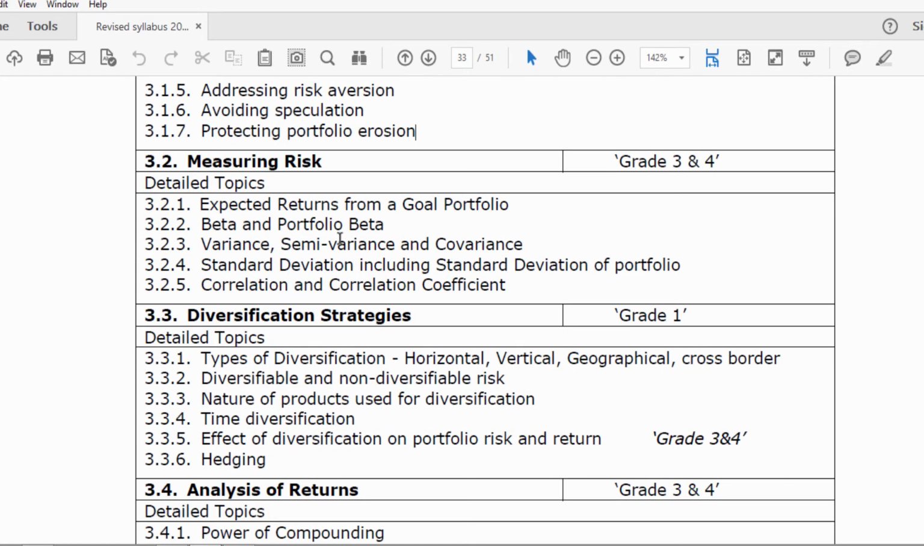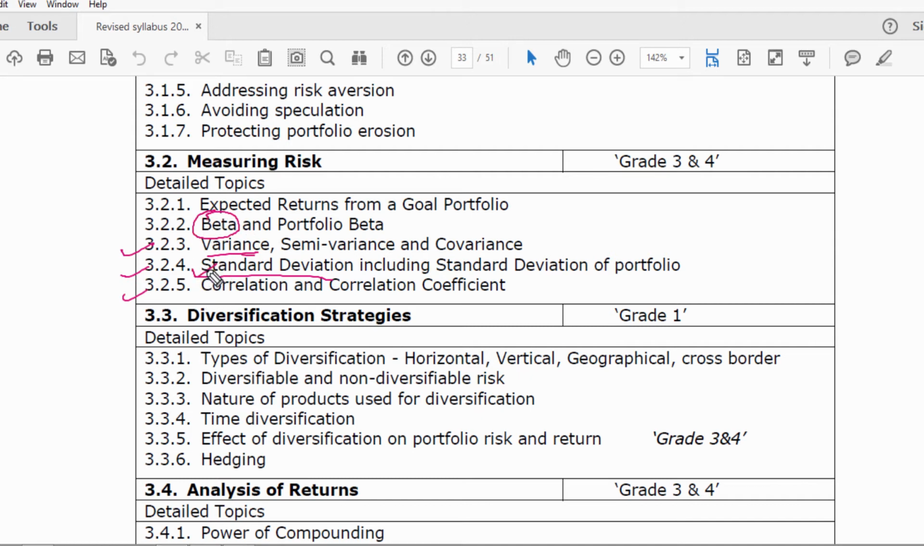Measuring risk. We have been fortunate because, with time, FPSB has stopped asking questions on calculating variances and standard deviation. The earlier curriculum had so many questions on this particular topic, but nowadays they are not asking. But yes, we should know this because this is what they ask: beta, right?